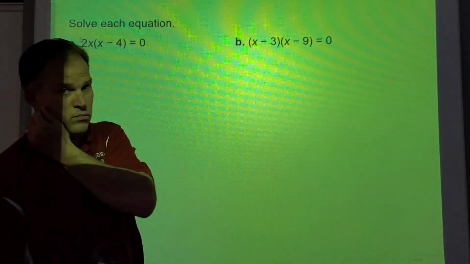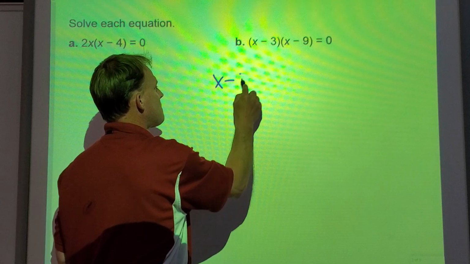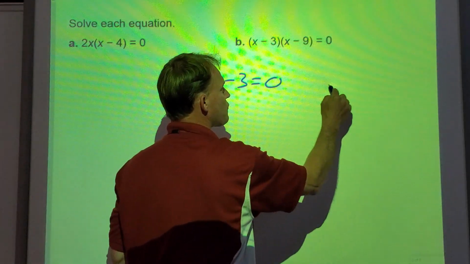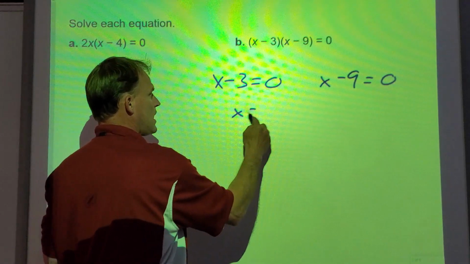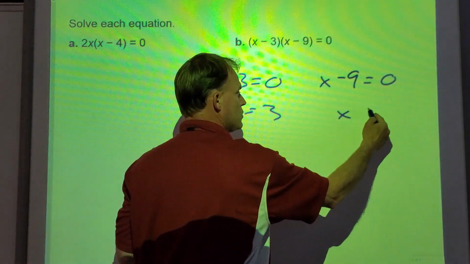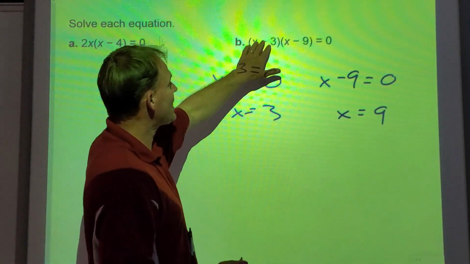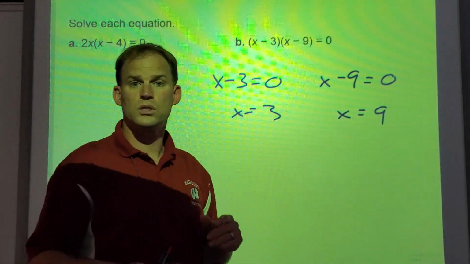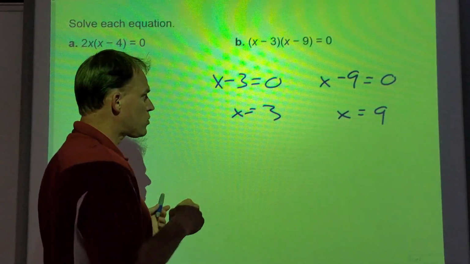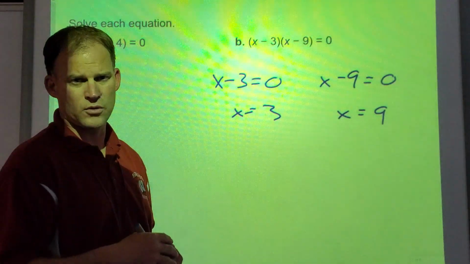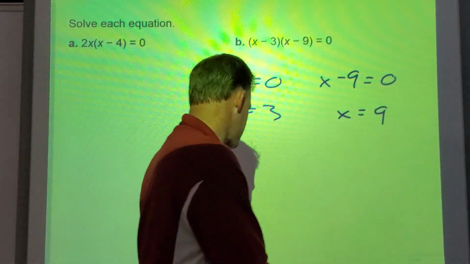So here, set it equal to 0. Set the other factor equal to 0. Solve. Add 3 to both sides. Add 9 to both sides. There are my two solutions. Each factor is going to give you a solution to this problem. So if I use 3 or I use 9, it's going to be 0. Questions on any of that? Let's keep practicing.